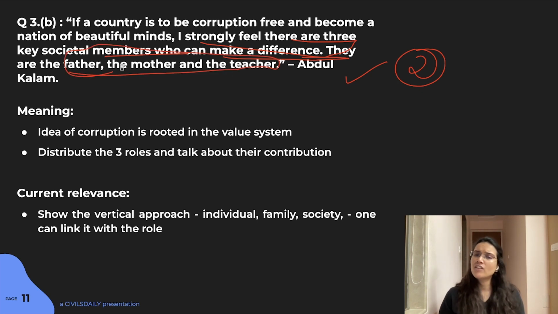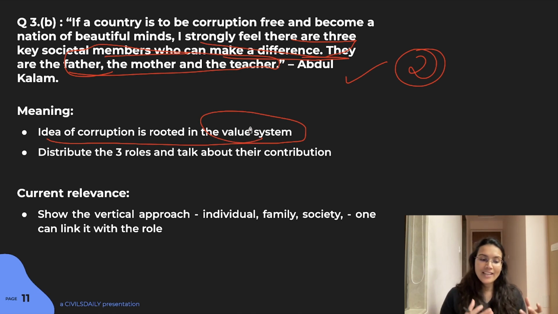Again, not a very difficult quote to handle. Basically, the meaning here is how the idea of corruption is actually rooted in your value system. Corruption is not something where you suddenly go into the job sector and realize, okay, I need to do corruption. It is actually ingrained at a very young age in small activities, like when you go and lie.